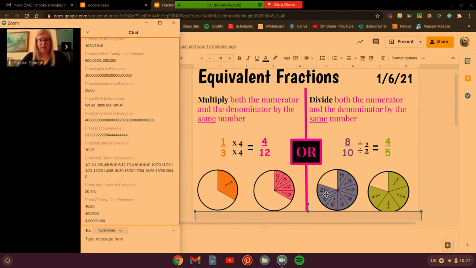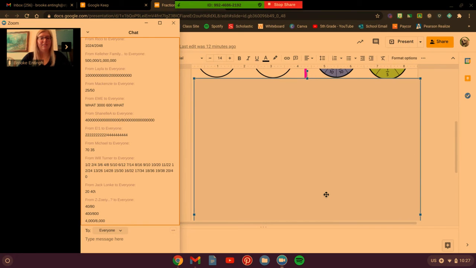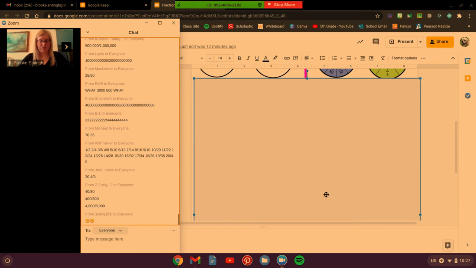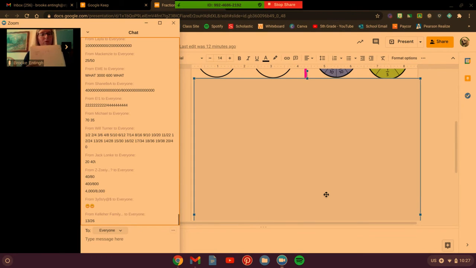So for the second part of our notes, we are going to be practicing simplifying fractions, which, as an example, 5th grade, when we simplify, it would be like if you had 2/4 as a fraction and I asked you to simplify it.